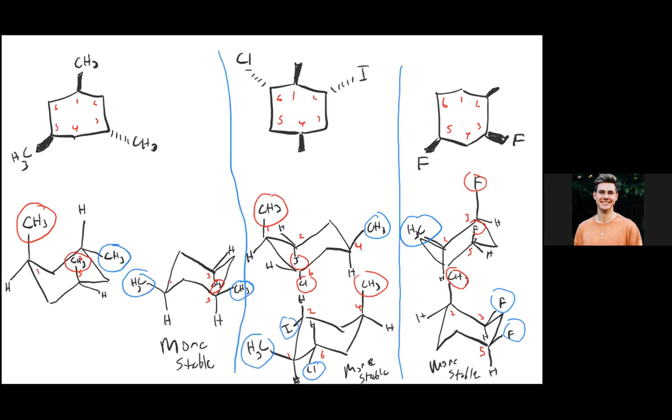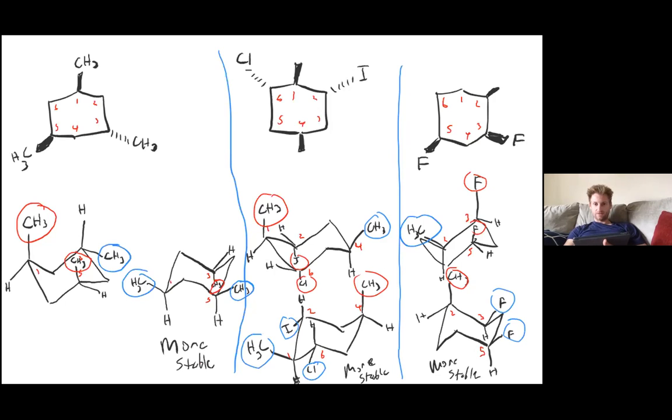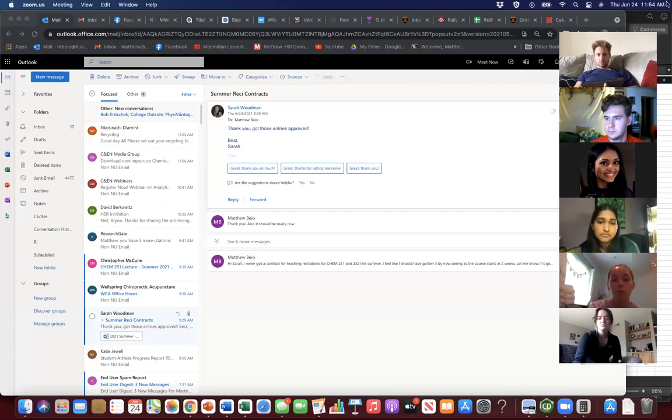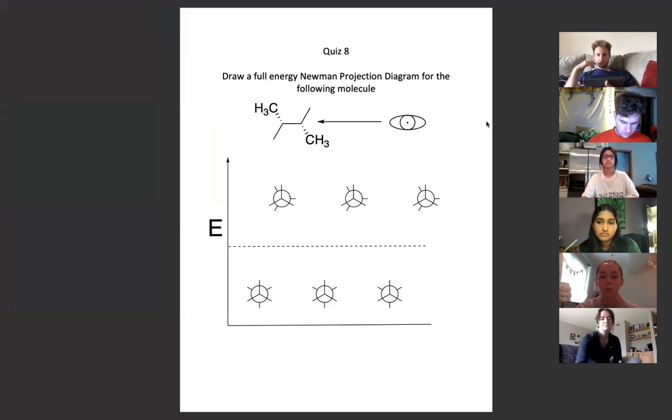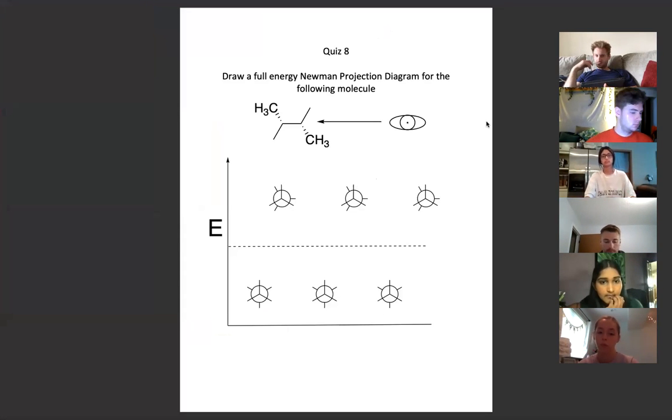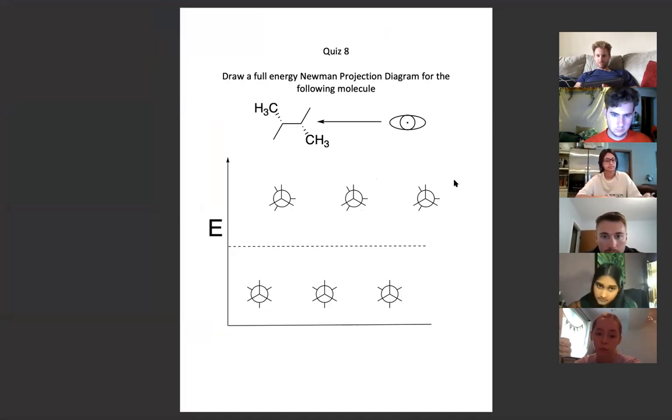Okay. All right, so turn on your webcams, pull out a piece of paper. Let's see. Today's quiz is a Newman projection diagram. So the molecule is shown up top, and then fill in the 6 Newman projections and label the energies.